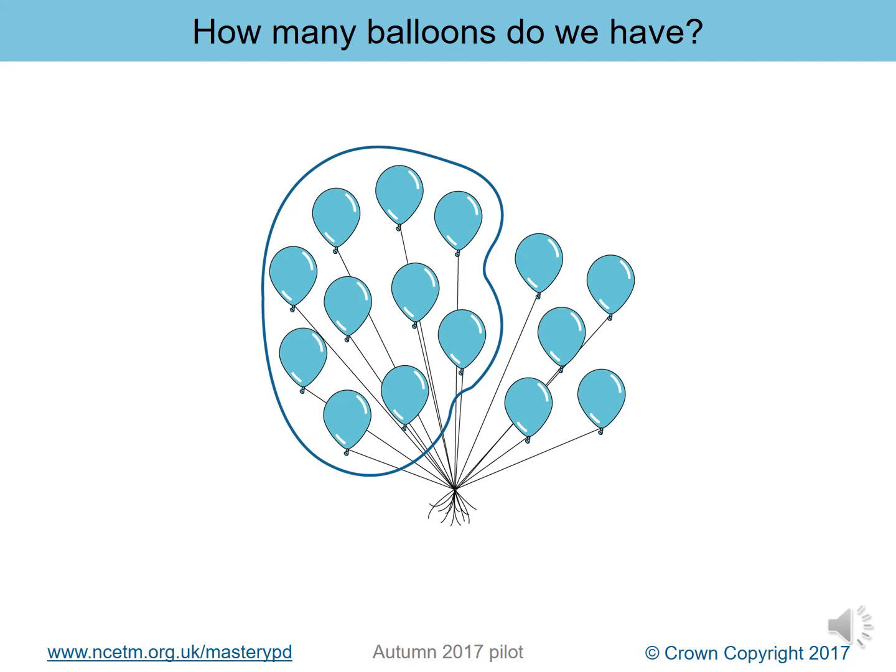Let's have a look at the balloons then. So the balloons, we've got one group of 10, and we've got 5 ones. So again, we would write 15. We would write 1 10, one group of 10, and 5 ones, 15.